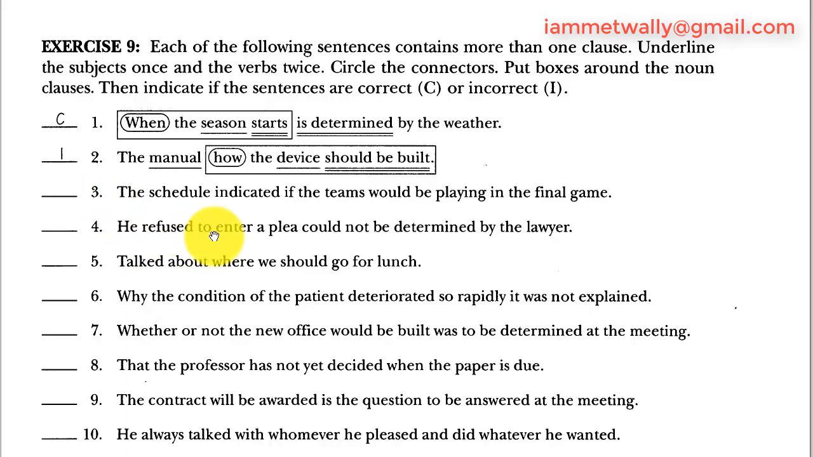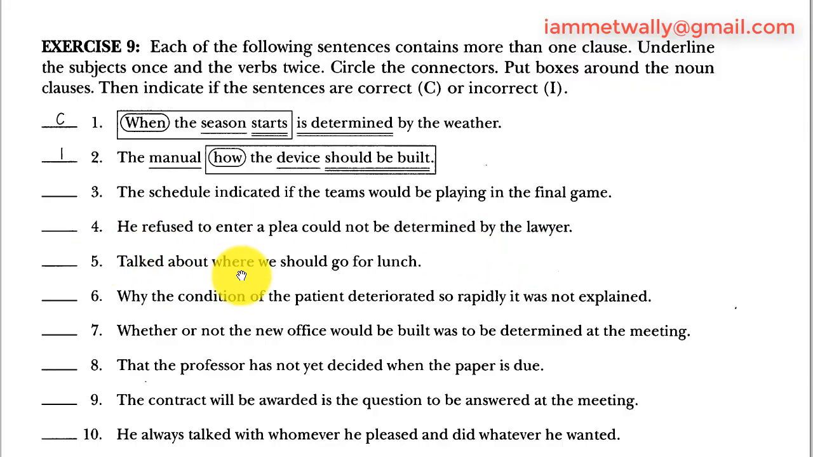4. He refused to enter a plea couldn't be determined by a lawyer. He refused to enter a plea. He, subject, refused is a verb, but this plea couldn't, this one altogether, is not the object because I should have a connector here to make all the clause the object of the verb refused. So what did he refuse? I don't know. So 4 is incorrect, and the right answer would have been like this: He refused to enter a plea that couldn't be determined by a lawyer.